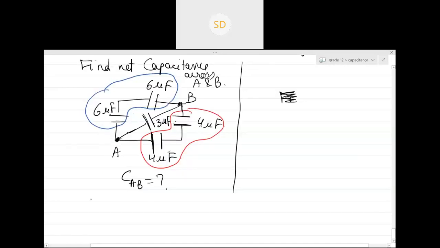Basically, what will be the final answer? The final answer will be, there are three branches across this net. Can anyone tell me what will be those? It will be the combination of 6 and 6 in parallel.